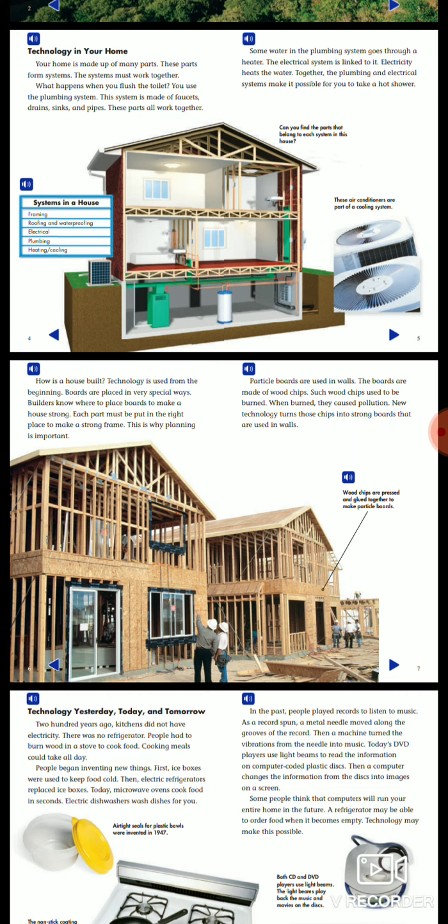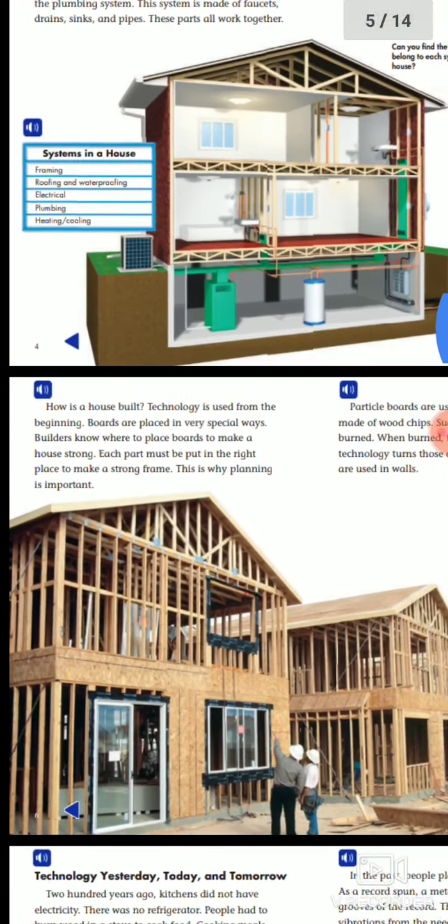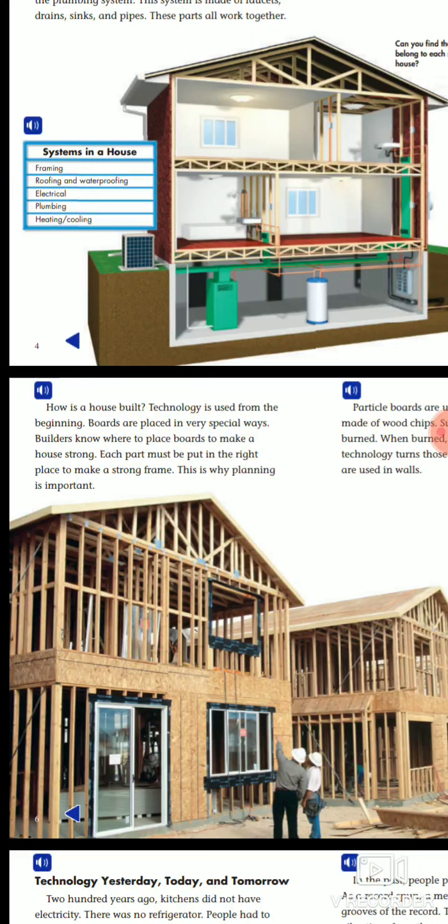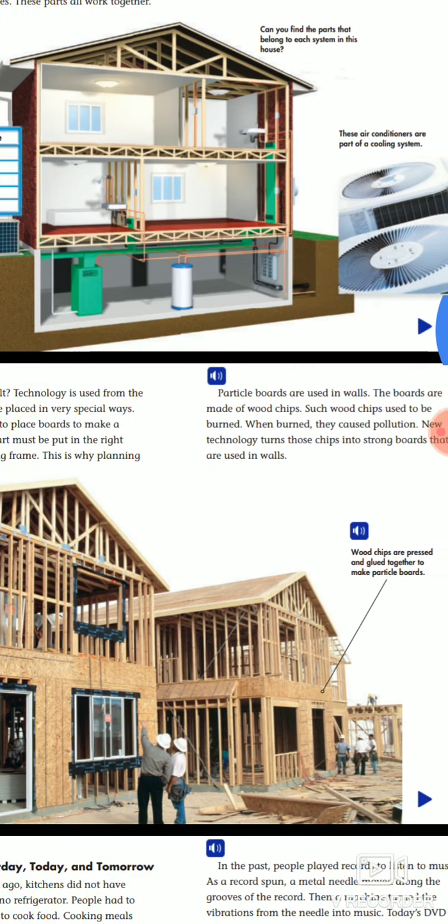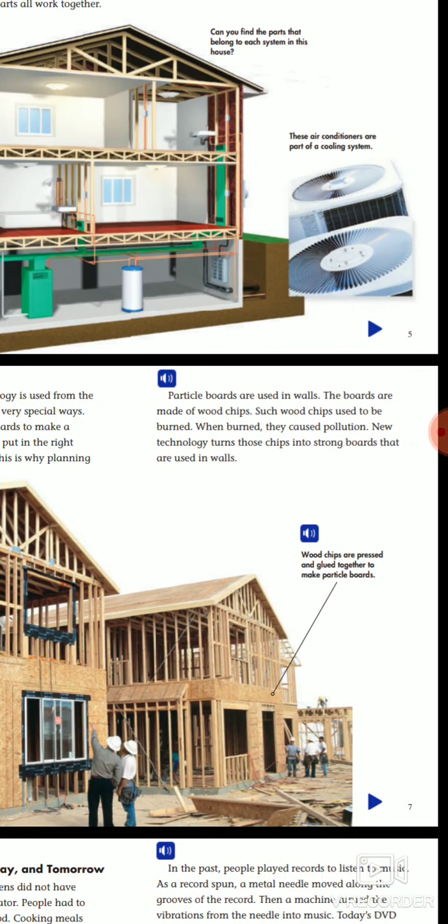Systems in a house: framing, roofing and waterproofing, electrical, plumbing, heating, cooling. These air conditioners are part of the cooling system.